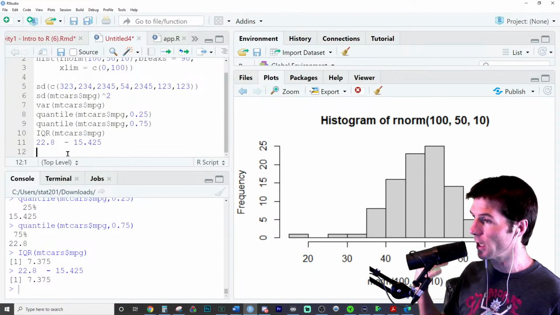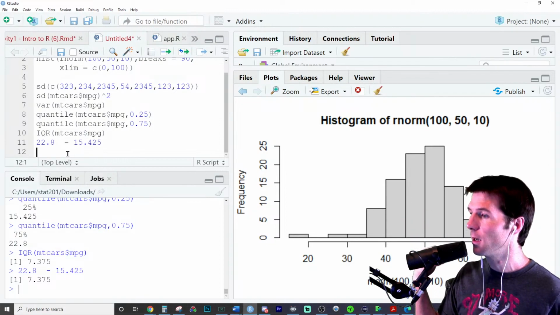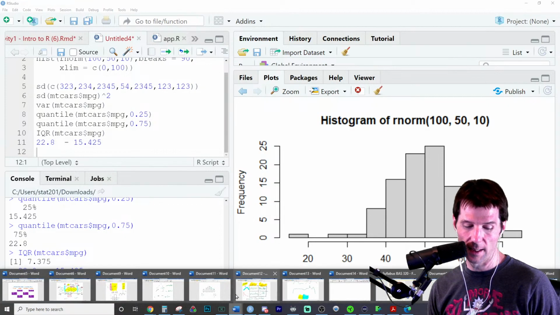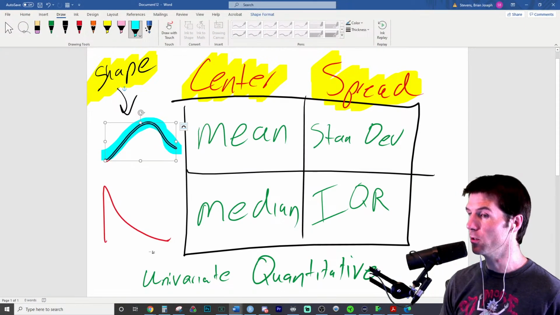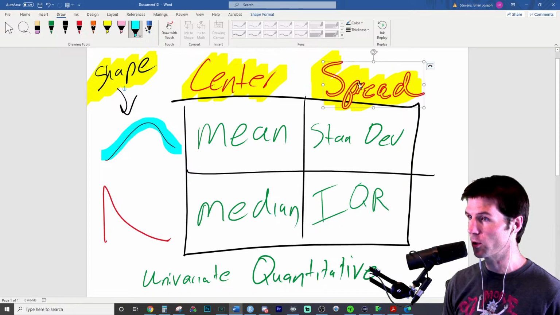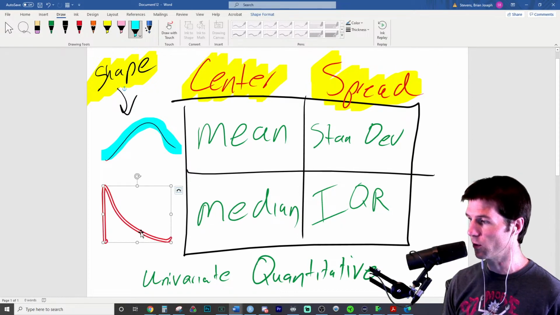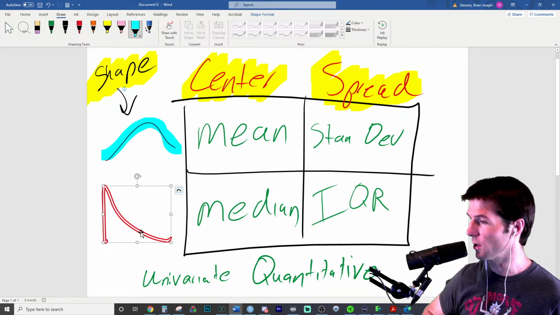Like knowing that the standard deviation is a measure of spread of the distribution, like the IQR is a measure of spread, and we use the standard deviation with the mean for normal data. We use the median and the IQR for center and spread, respectively, for skewed data. And those are the important things to know right there.